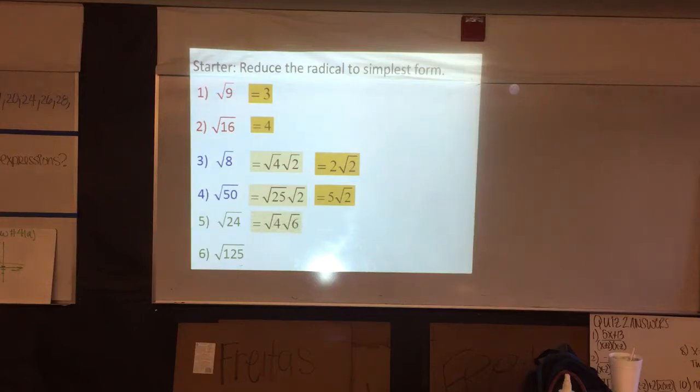24 is 4 times 6, so I could break that down to 2 root 6. 6 cannot be broken down into perfect squares, so I leave it like that. And then number 6 was 25 times 5, and I can square root the 25, and I get 5. Okay. And I can't break down 5 either. Okay. So you can check those.